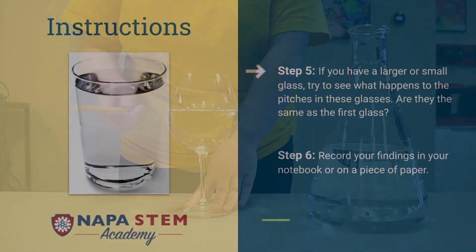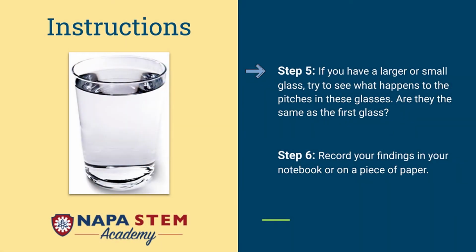Step 5. If you have a larger or small glass, try to see what happens to the pitches in these glasses. Are they the same as the first glass? Step 6. Record any of your findings in your notebook or on that piece of paper you got.